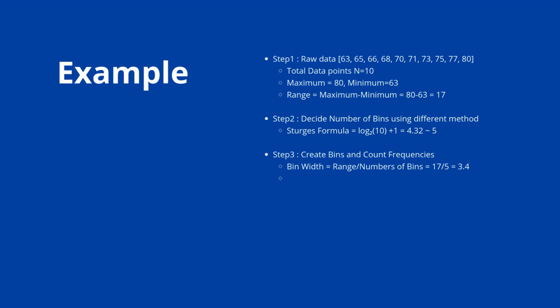Second, now we can calculate how many bins we can create. So here is the formula, Sturges formula. Based on that, we got the value 4.32, which we round up to a whole number, which is 5.